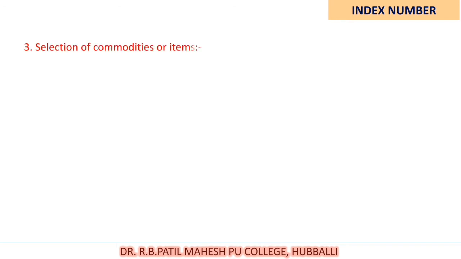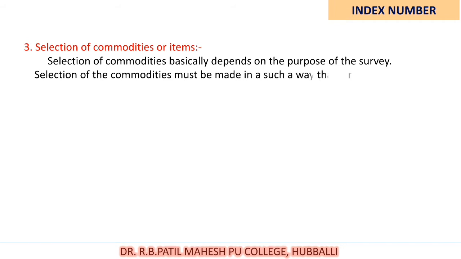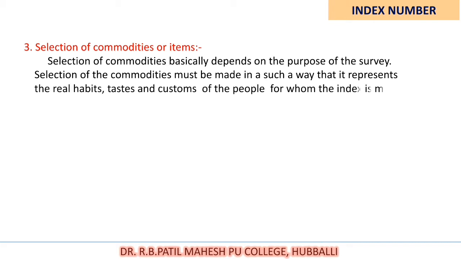The third step is selection of commodities or items. Once the base period is decided, the next step is selection of commodities or items. Selection of commodities basically depends on the purpose of the survey. It must be made in such a way that it represents the real habits, tastes and customs of the people for whom the index is meant.